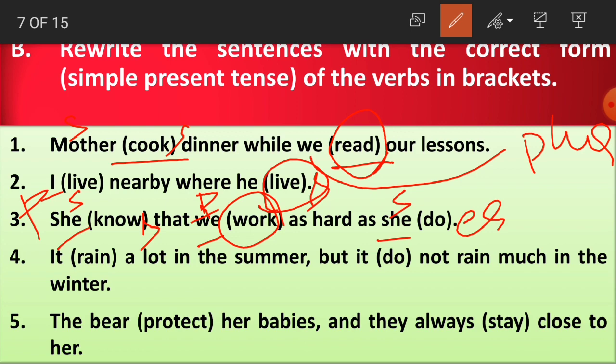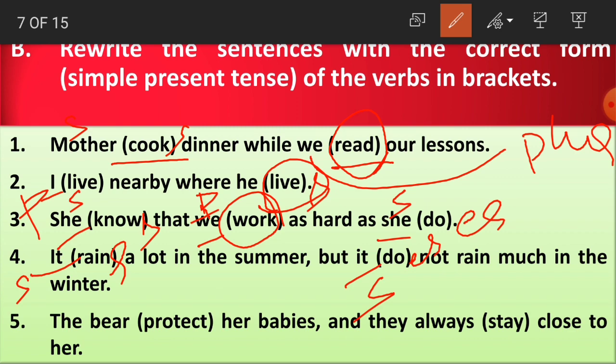Yes. Now the fourth one: It rain a lot in the summer, but it do not rain much in the winter. Again it, singular. Again it here, singular. So we have to add s or es. For rain, what does rain become here? Rains. Do becomes does. So now the sentence is like this: It rains a lot in the summer, but it does not rain much in the winter.